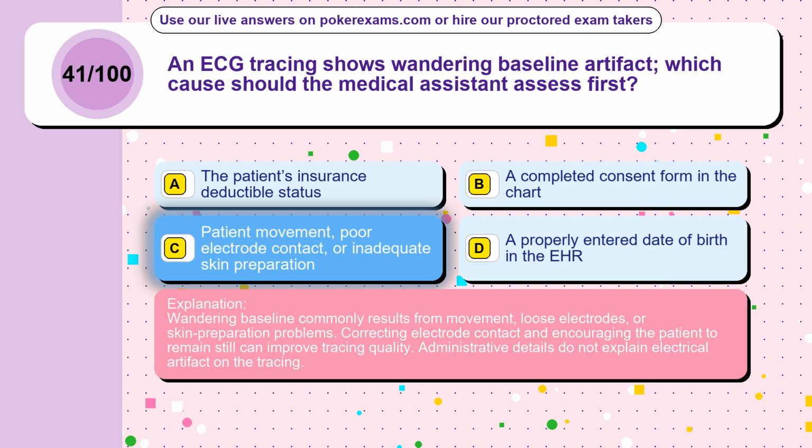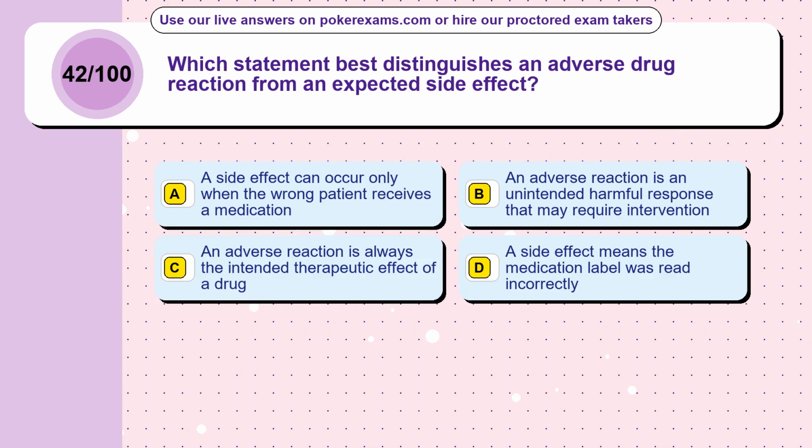Correcting electrode contact and encouraging the patient to remain still can improve tracing quality. Administrative details do not explain electrical artifact on the tracing. Question 42. Which statement best distinguishes an adverse drug reaction from an expected side effect?